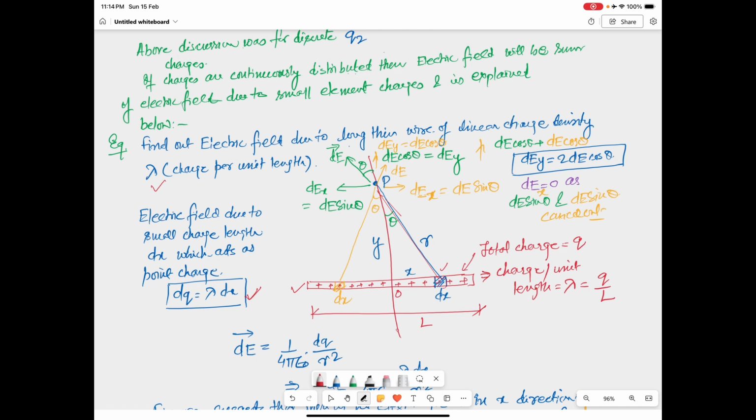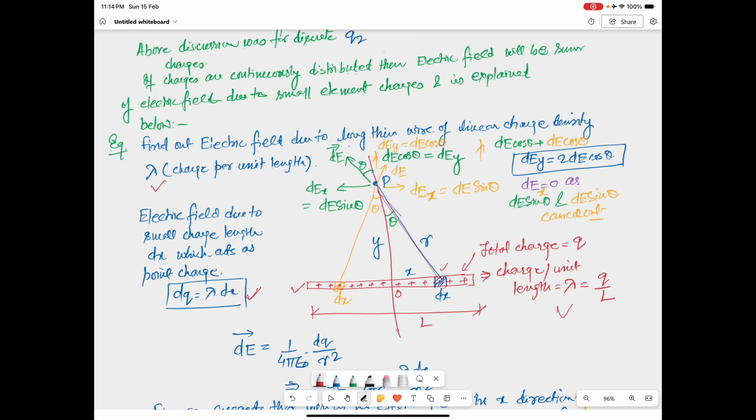To find out the net electric field, I have divided it into two components. One is the vertical component. You can see with green I have written dE cos theta, which is nothing but dEy, acting in the y direction, and dEx, which is dE sin theta, acting in the x direction. If there is a total length L, you can define lambda is equal to Q upon L. Just exactly opposite to that, on the negative x-axis, there is another similar element dx, which I have drawn in yellow.